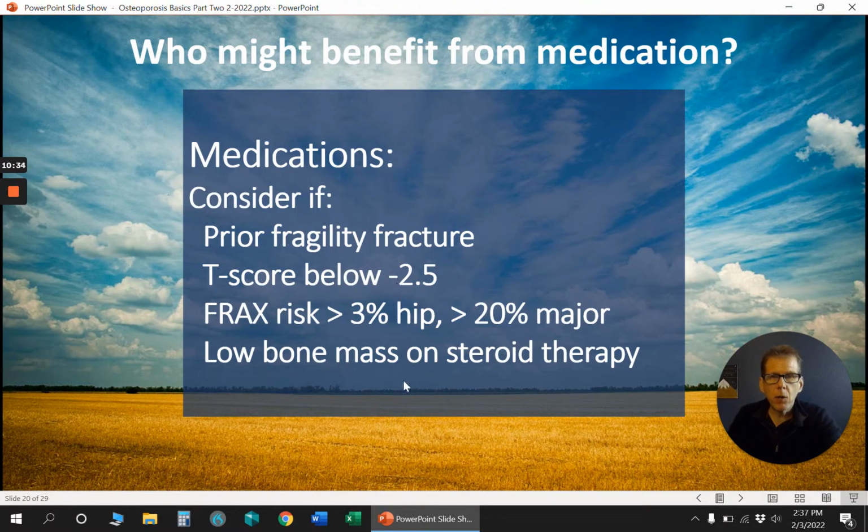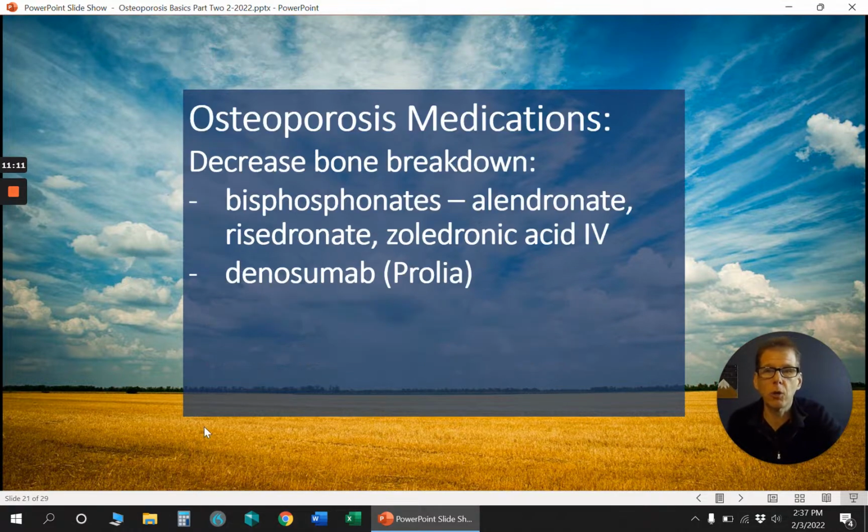We typically think about who might benefit from medicine if you have had a prior fragility fracture, so you've been diagnosed with osteoporosis on that basis. You have a T-score that's minus 2.5 or below, or a calculated risk of fracture above 3% at the hip or 20% for major osteoporotic fracture, or if you have low bone mass and you're on steroid therapy or perhaps estrogen blocking therapy for breast cancer, something else that's going to cause low bone density to be accelerated, then we might think about medication to help preserve the bone density and reduce fracture risk.